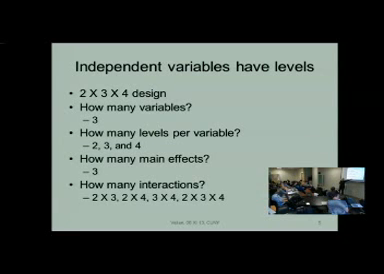All right, so now for this 2x3x4, how many interactions are we going to get? So we're going to get 4 interactions because we can look at the interaction of that first variable that had 2 levels by the second variable that had 3. We can look at the interaction between the first variable and the third variable. We can look at the interaction between the second variable and the third variable. And we can look at the interaction of all 3 variables.